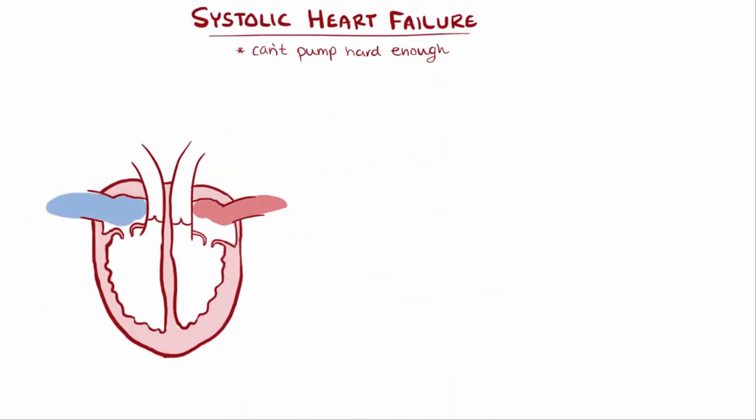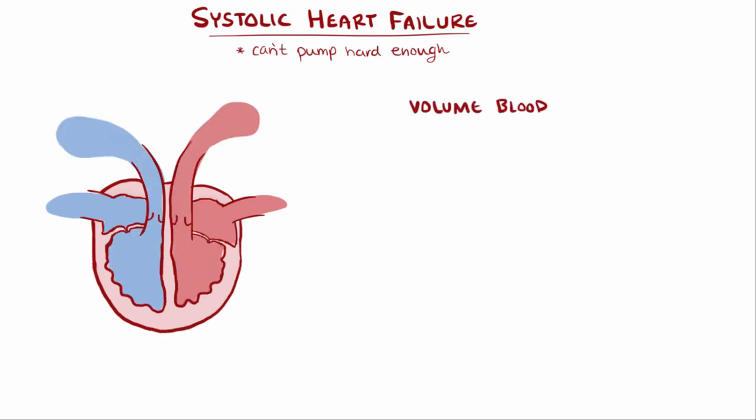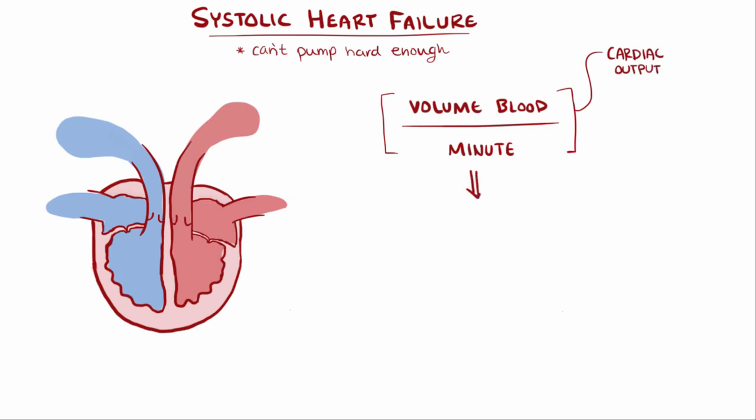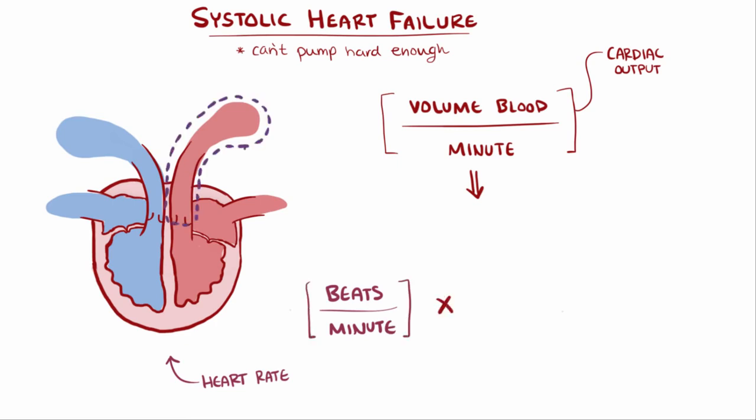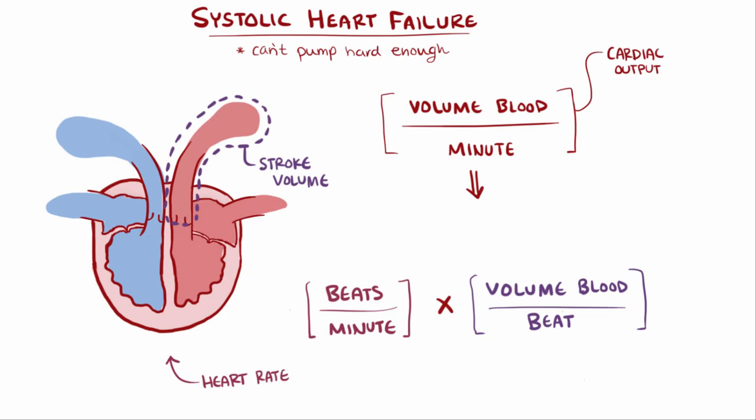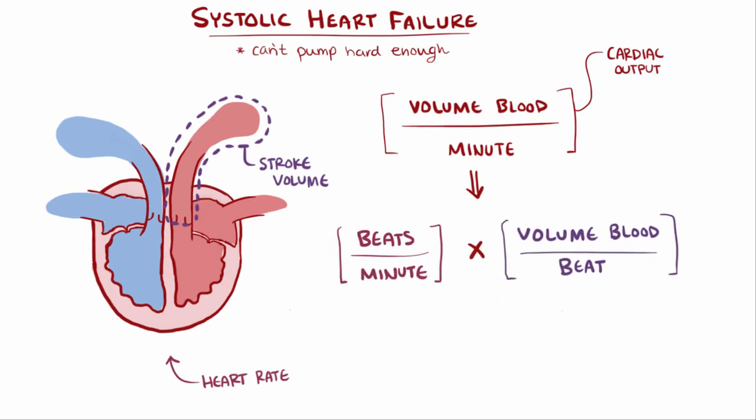Kind of a mathematical way to think about this one is that the heart needs to squeeze out a certain volume of blood each minute, called cardiac output, which can be rephrased as the heart rate, or the number of beats in a minute, multiplied by the stroke volume, the volume of blood squeezed out with each heartbeat. The heart rate's pretty intuitive, but the stroke volume's a little tricky.